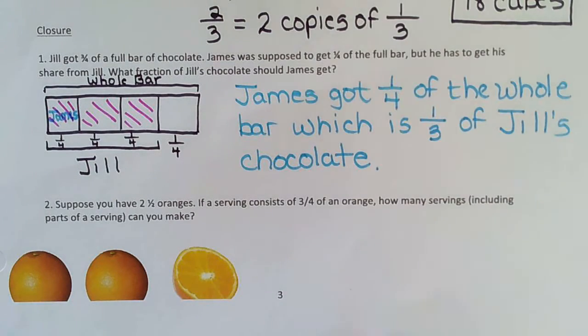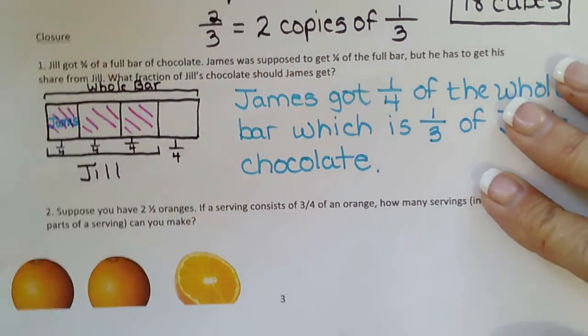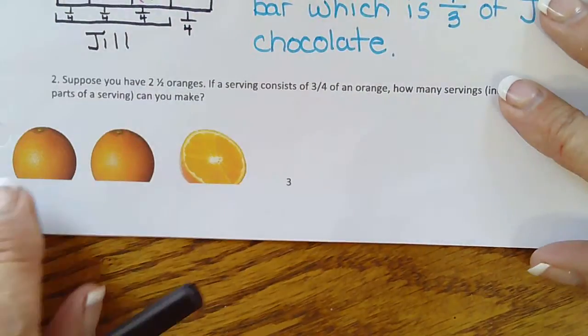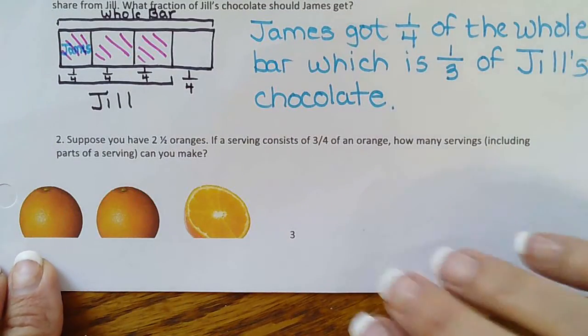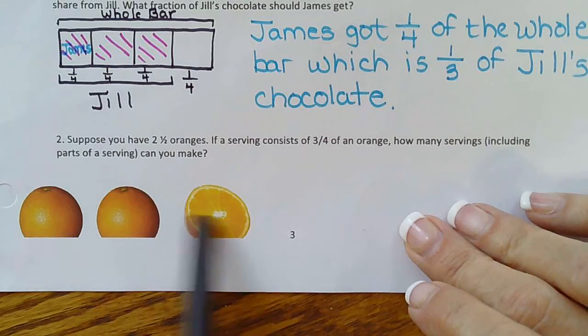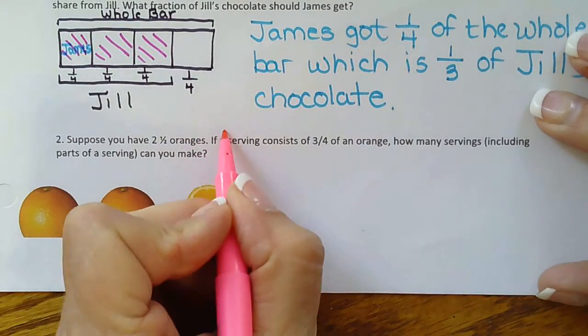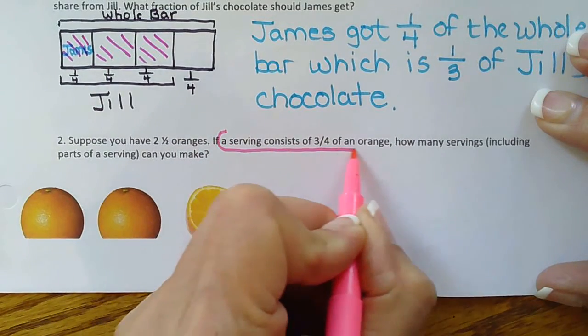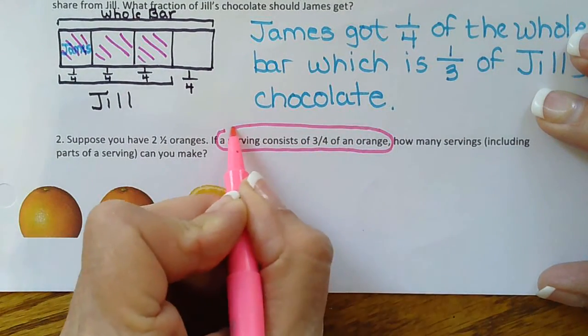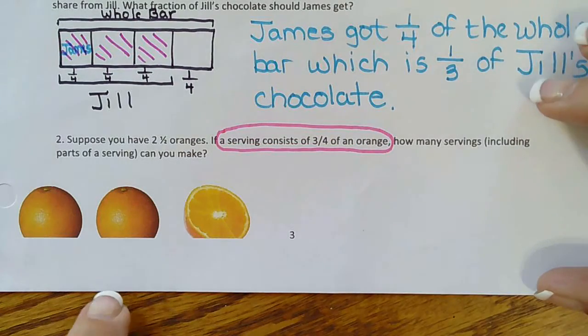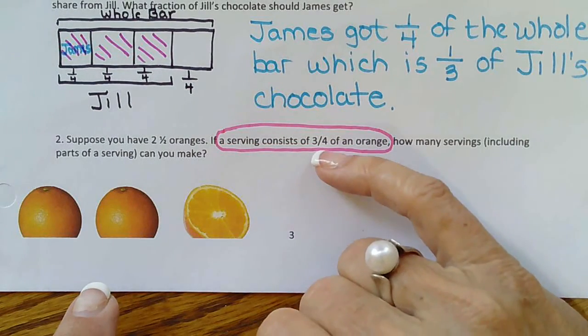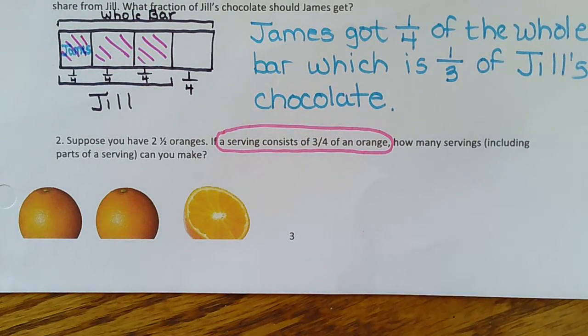Okay, let's go on to this last one. We have about 2 minutes before the video runs out. So let's try to get through this one quickly. So suppose you have 2½ oranges. There's a nice visual for you. Here's the important part of this problem. A serving consists of 3/4 of an orange. So a whole orange is not a serving, 3/4. So that tells me right away, divide everything into fourths.